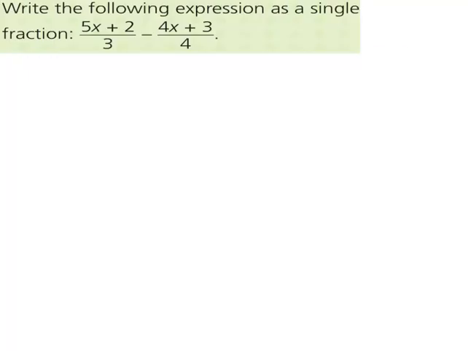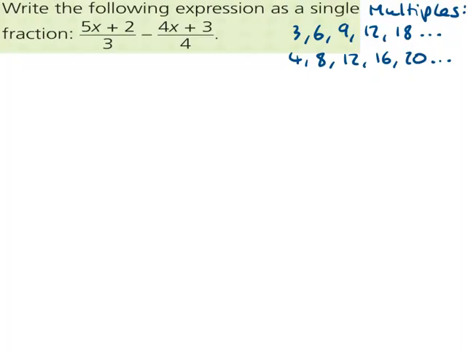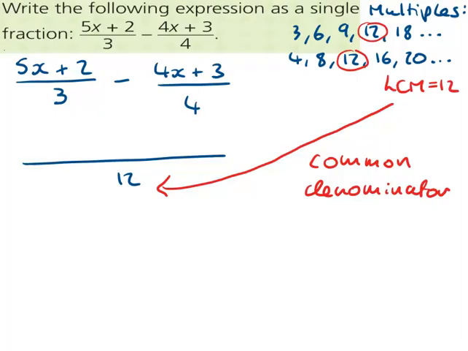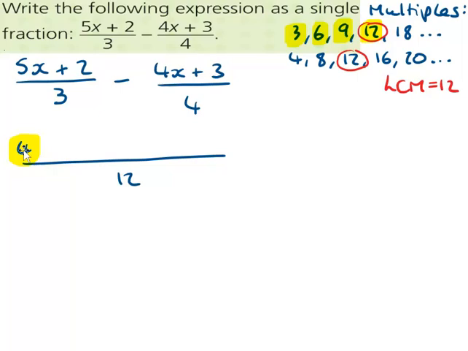So the multiples of 3: 3, 6, 9, 12, 15, 18, because they go on forever. The multiples of 4: 4, 8, 12, 16, 20. And the lowest common multiple is 12. So 12 becomes our common denominator. So then we're going to say, well, how many times does 3 divide into 12? 3 divides into 12 4 times, or you can just count along. 1, 2, 3, 4. So 4 goes on the top of our big long line.